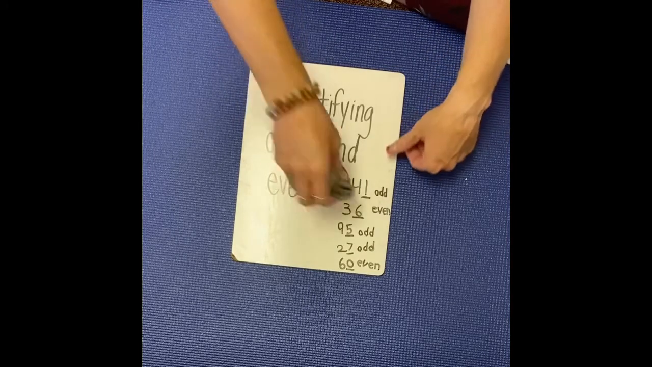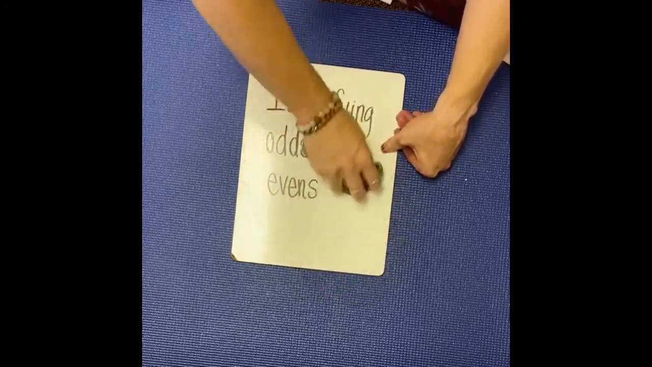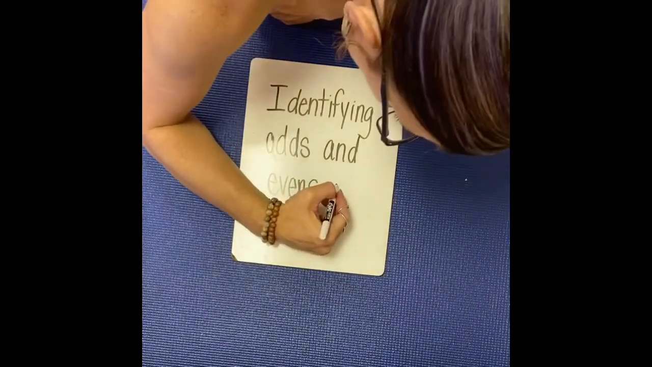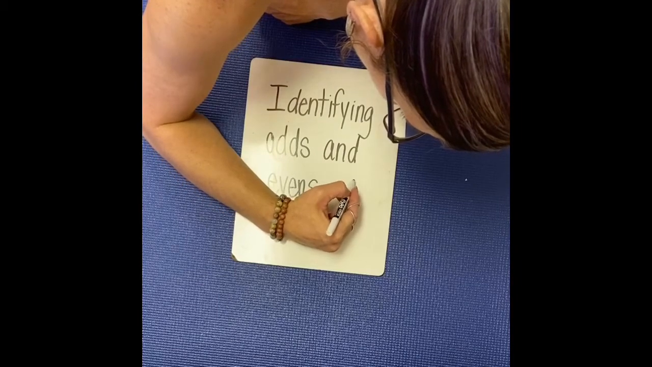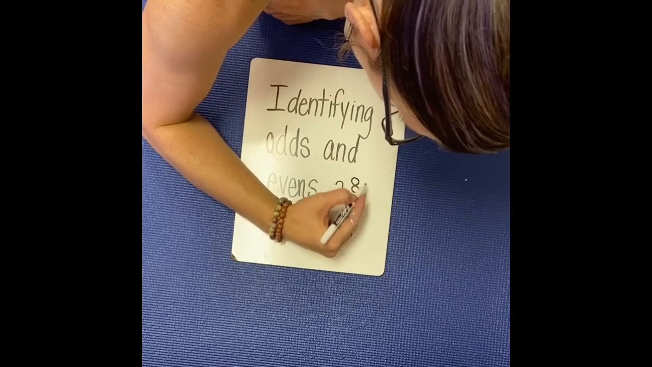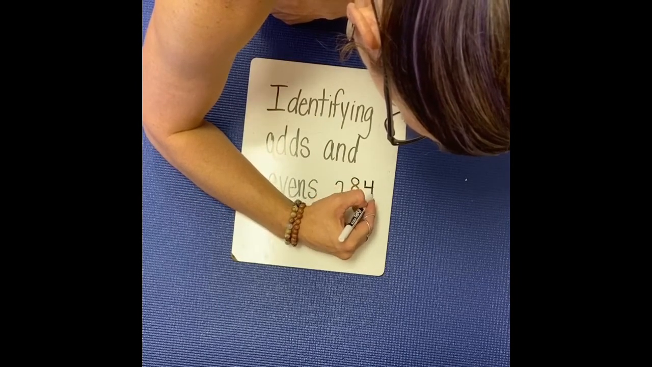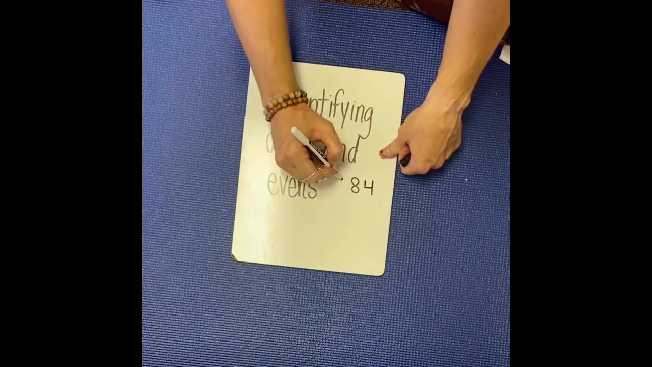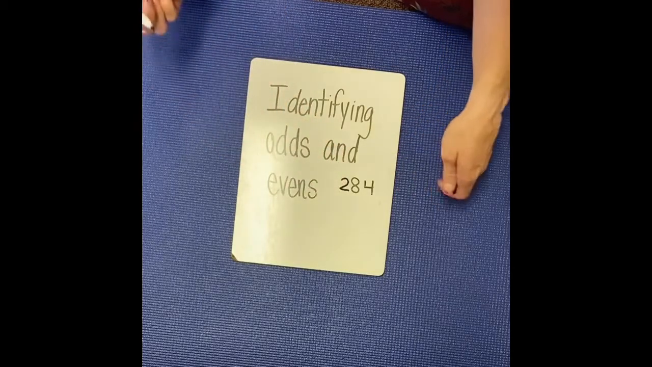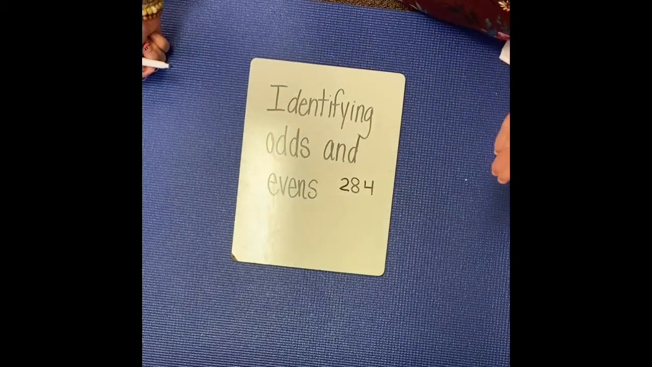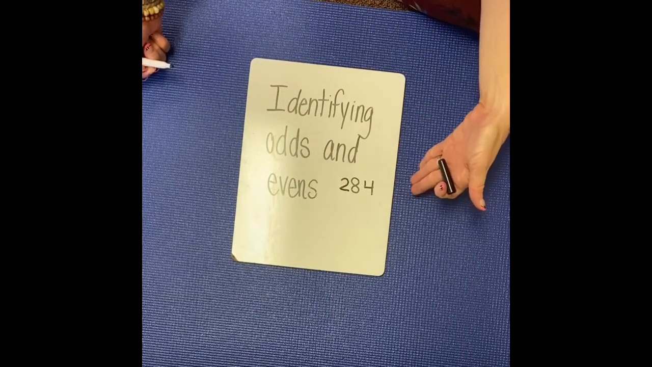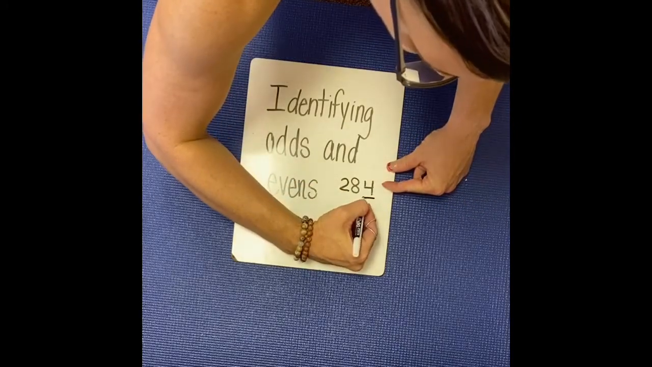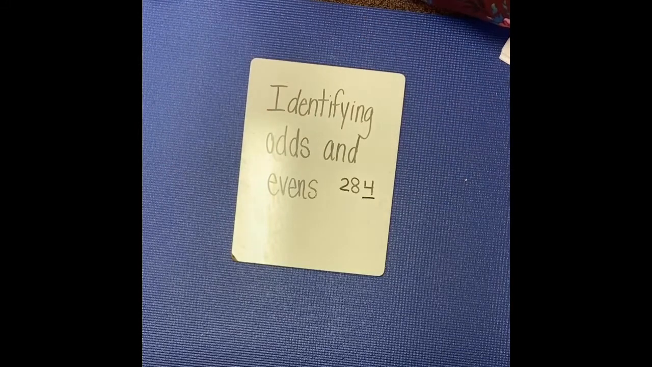Let's get a little wild. I'm going to throw in some higher numbers. I'm going to try 284. That is a big number, and that is a crazy 2, so I'm going to fix that. 200. Sorry, that one's better. 284. It doesn't matter how many numbers I have. I always look at the ones place value right here.